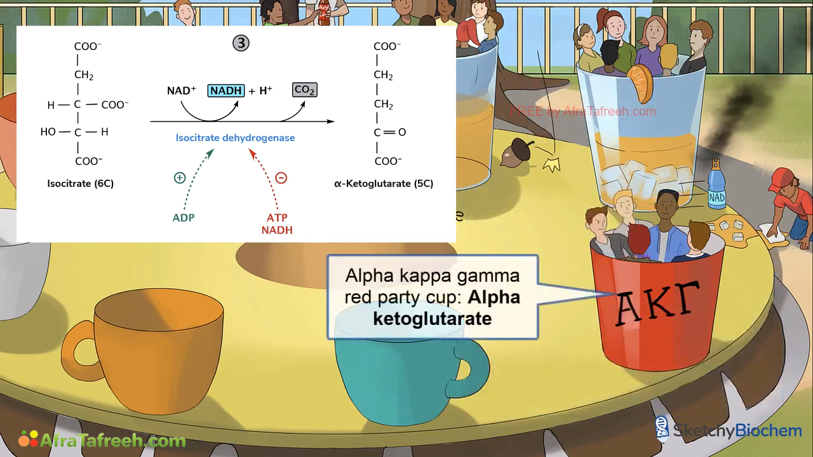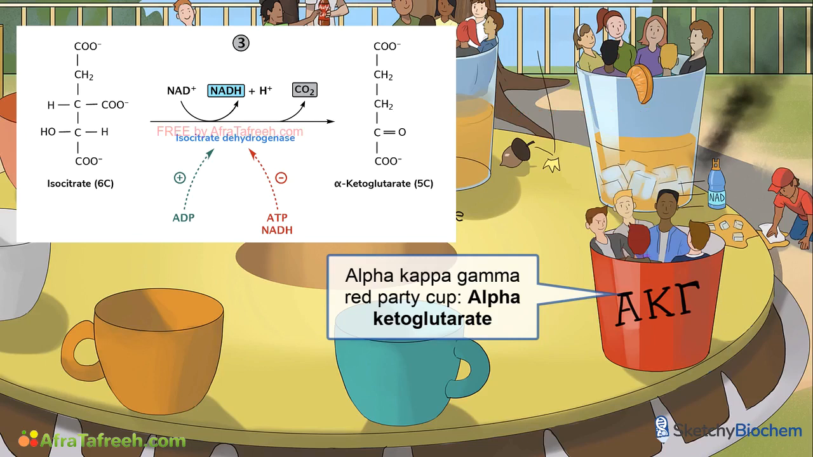We've got 5 frat bros in the next group who belong to the Alpha Kappa Gamma fraternity and represent alpha-ketoglutarate. Time to rage. Check it. How many frat bros does it take to screw in a light bulb? None, because it's already lit.